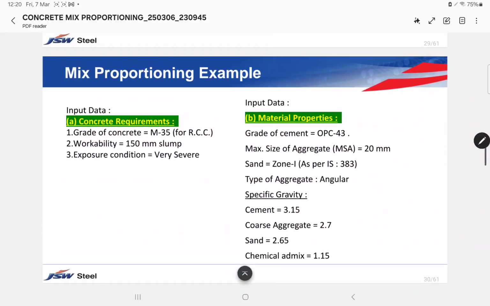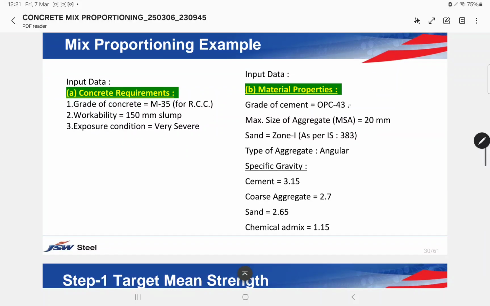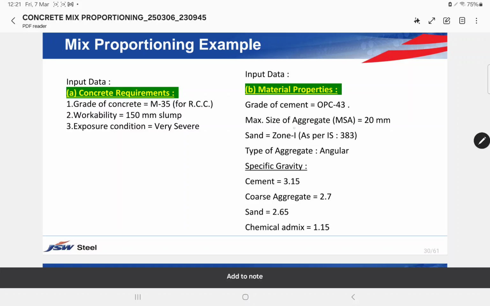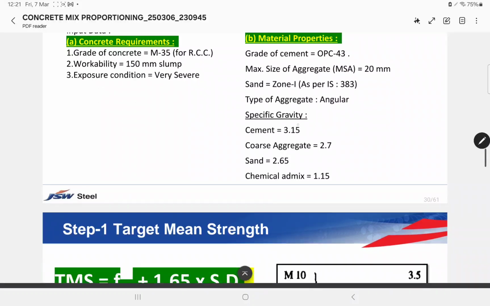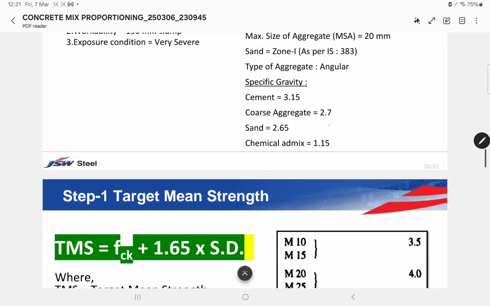Okay, let's start by doing an example. These are the given data. We need to design for M35 grade concrete, our workability requirement is 150 mm, and the exposure condition is very severe. We will use OPC 43 grade. Our maximum size of aggregate is 20 mm, and we have tested the sand, and it is coming under zone 1, and the shape of aggregate is angular, and these are the specific gravity values of different materials.